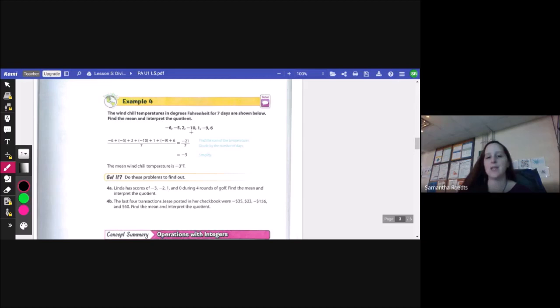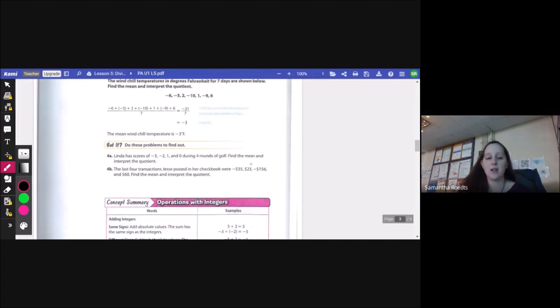So I have -6, -5, 2, -10, 1, -9, and 6. So there are 1, 2, 3, 4, 5, 6, 7 points in our data set. So I'm going to divide by 7. I'm going to add all these together. Negative 6 plus negative 5 plus 2 plus negative 10 plus 1 plus negative 9 plus 6 is negative 21. Negative 21 divided by 7 gives me negative 3. So the mean wind chill temperature is negative 3 degrees Fahrenheit.